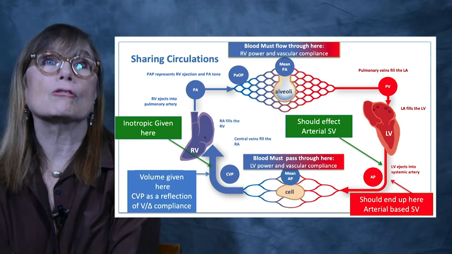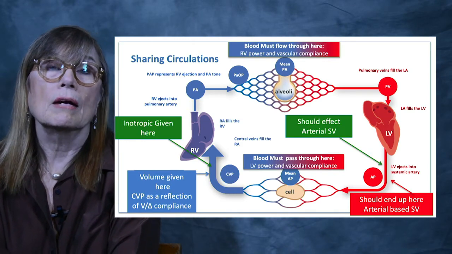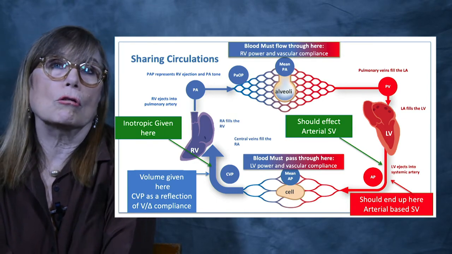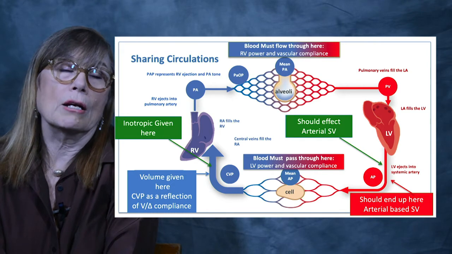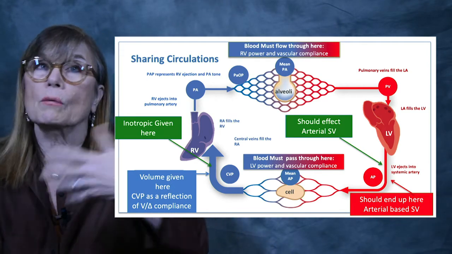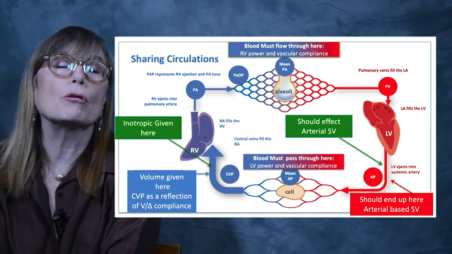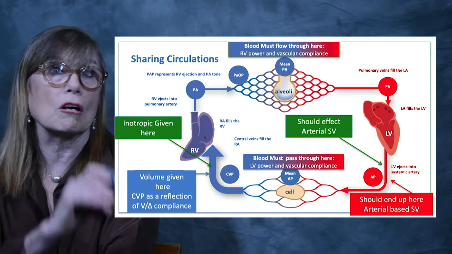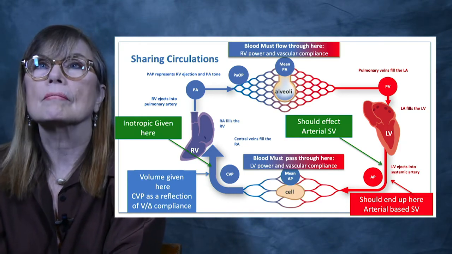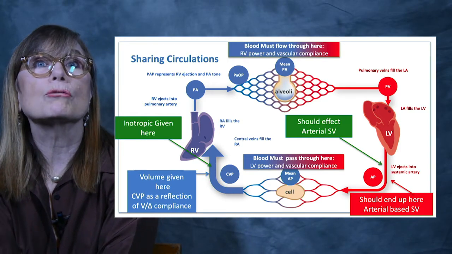If I give you inotrope, and I'm giving that also in the vein, I need to see that your stroke volume increased. If your stroke volume didn't increase, the inotrope isn't functional at the level it's at. Maybe you need more, maybe you need less. Just like with volume, maybe you need more, maybe you need less. But if I can't improve your arterial stroke volume with these therapies, they're not the right therapies to be applying for that patient.